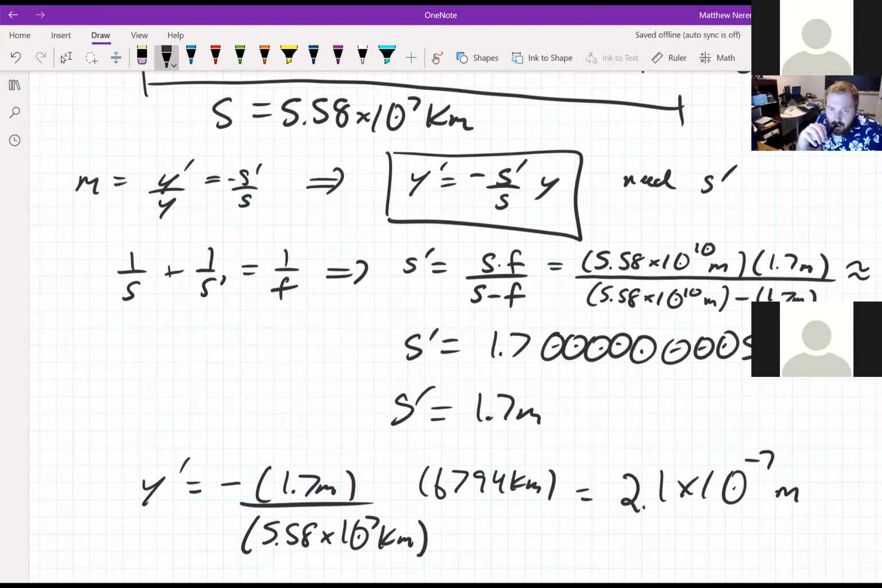That seems off to me. Let me read that question again. The diameter of Mars is 7,000 kilometers. Its minimum distance is 5 times 10 to the 7 kilometers. And the diameter of the image of Mars formed by a spherical concave mirror.